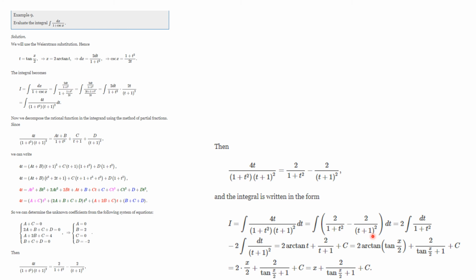I do the partial fractions, and when I do that, this is going to be 2 arctan of t. This is just a u substitution. It's 2 over t plus 1, and there's a constant of integration. Now I have to replace t with what it was, but t was tangent of x over 2. But notice here you have 2 times the arctan times the tan, so that really is just 2 times x over 2 plus these others. So there is your final answer.